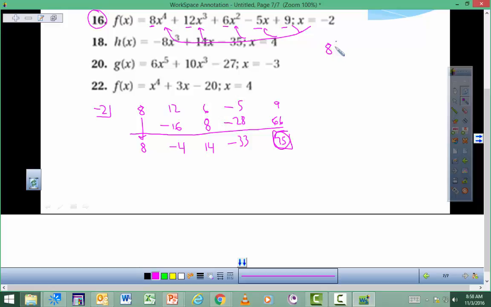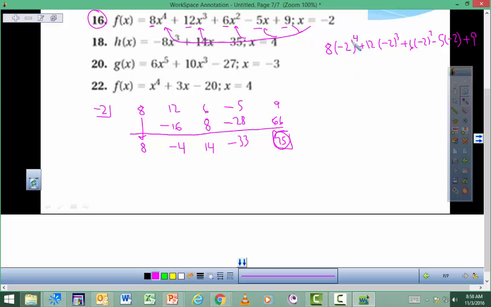I'll just do it real quick because I'm pretty quick at this. We're going to do -2 to the 4th power plus 12 times -2 cubed plus 6 times -2 squared minus 5 times -2, and then finally plus 9. Hopefully everyone can see that.